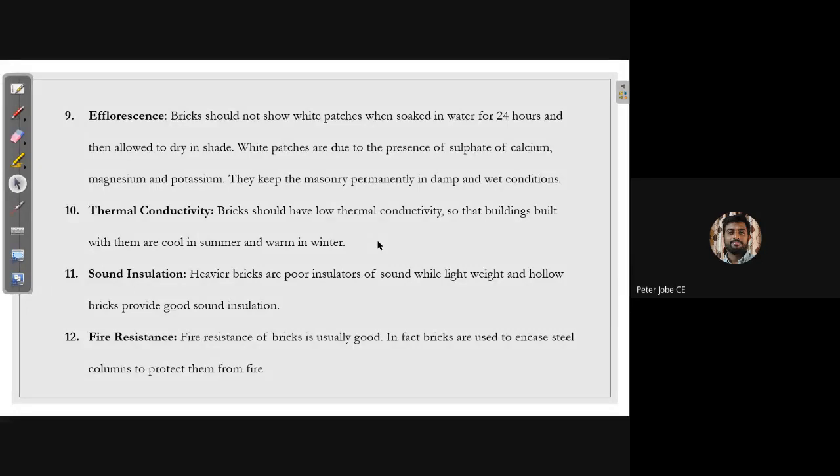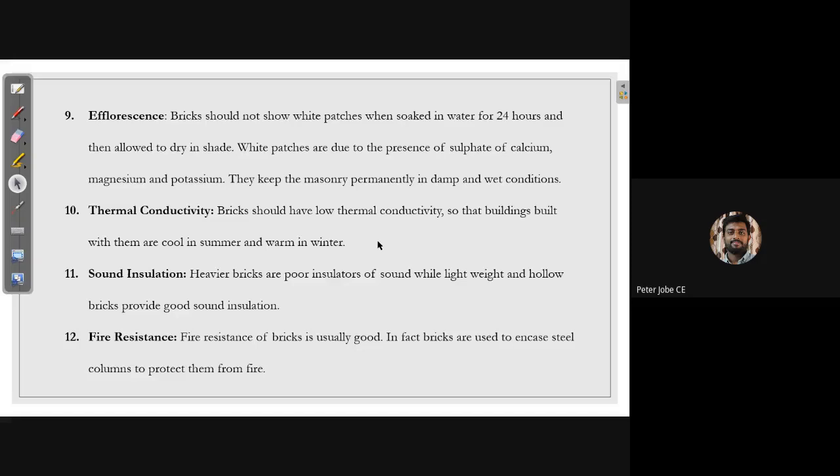So if you want to construct a theater, a cinema hall, we don't want outside noise to come inside, and also, especially in a multiplex where the cinema halls are placed very close to each other, we don't want the sound from one theater to go to the other theater. We'll use this kind of construction, which will insulate the sound. So this kind of sound insulation is also considered a property of good quality bricks.